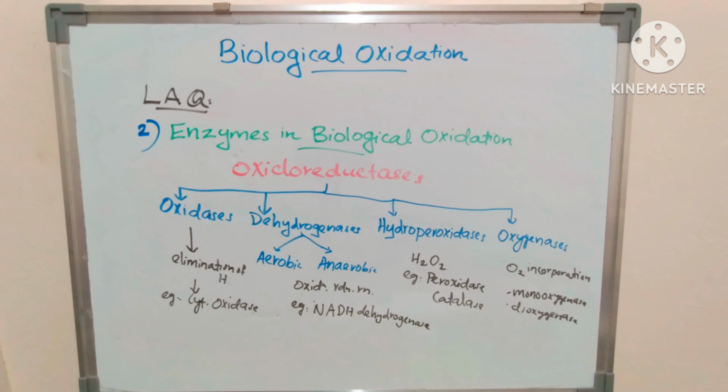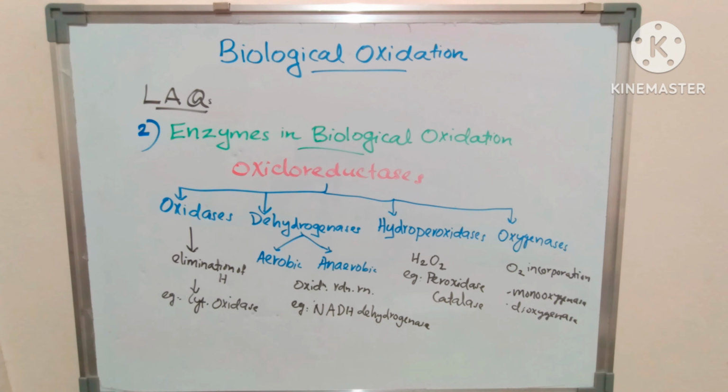For example, NADH dehydrogenase, succinate dehydrogenase, etc. Coming to hydroperoxidases, hydrogen peroxide is the substrate for these enzymes. For example, peroxidase, catalase. Fourth one is oxygenases. Oxygenases catalyze the direct incorporation of oxygen into the substrate molecules. For example, monooxygenases, dioxygenases, etc. So these are the important long answer questions.